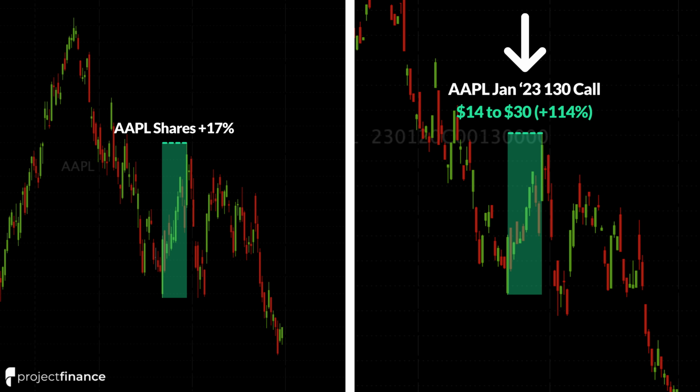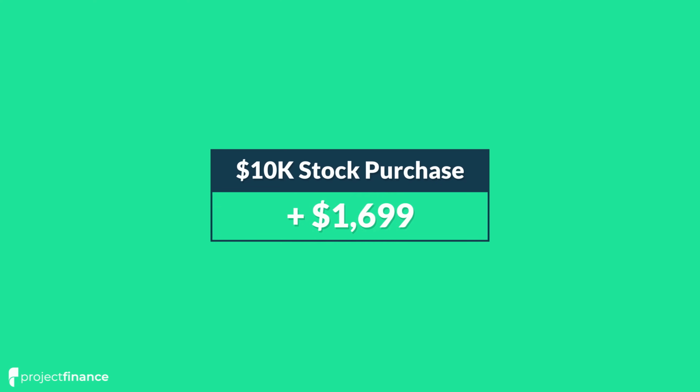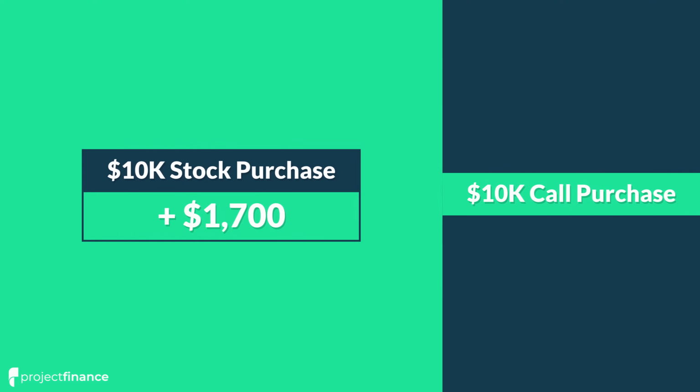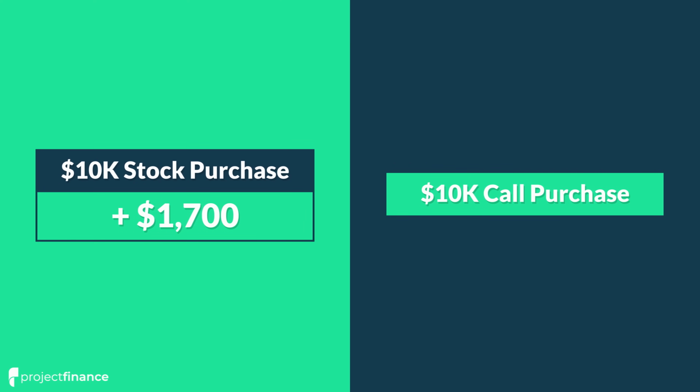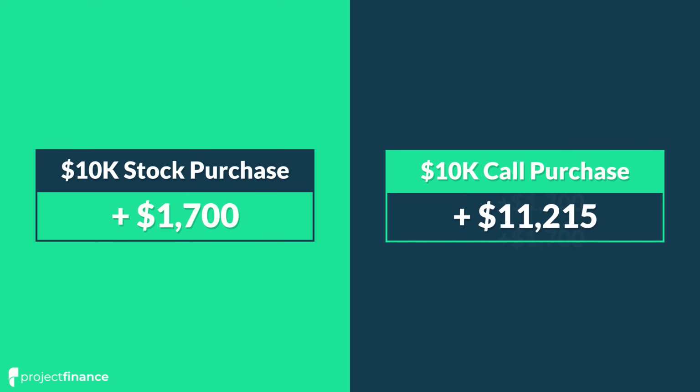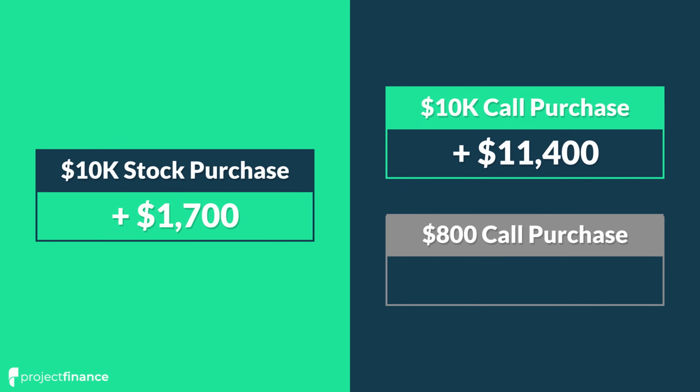A $10,000 investment in the shares would have returned $1,700, while a $10,000 position in those 130 calls would have gained $11,400, which is of course way more than simply investing in the shares. If we instead allocated $800 to the call purchase, that 114% increase would have resulted in the same $1,700 profit that the stock position realized.